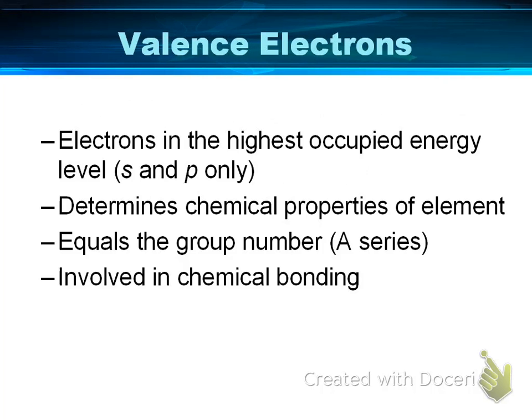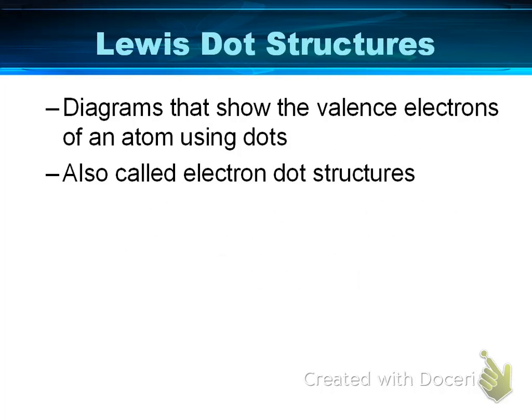Valence electron is only for the S and P block. Okay, so someone got real clever and decided we should find a way to symbolize that. Lewis dot structures: diagrams to show us the valence electrons. Don't worry, I'll print the notes out for you. Diagrams that show valence electrons of an atom using dots. Also called the electron dot structure.